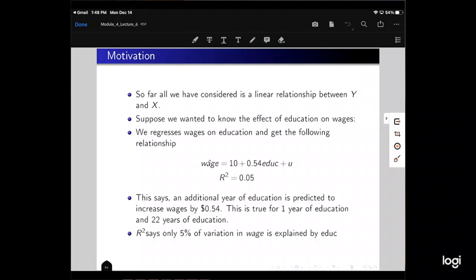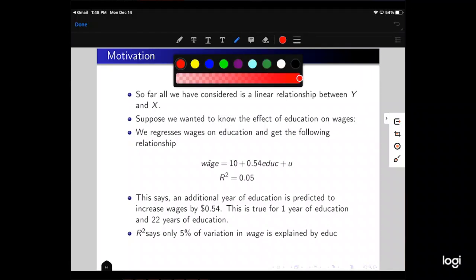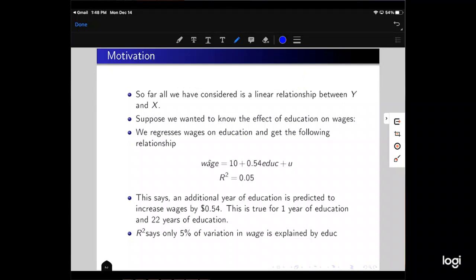The regression line of, let's choose a different color. How about blue? We haven't used blue. The regression line of y_i equals beta 0 plus beta 1 x_i plus u. That's a linear relationship between y and x that only allows for a straight line.